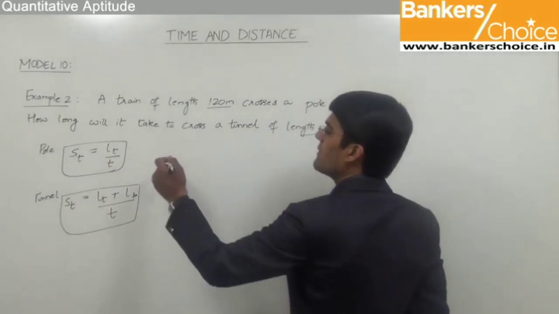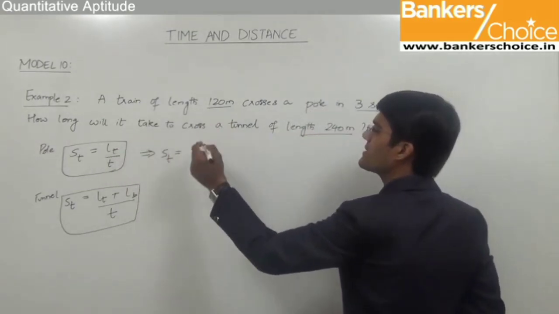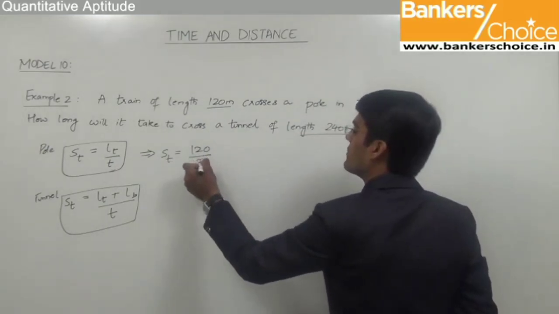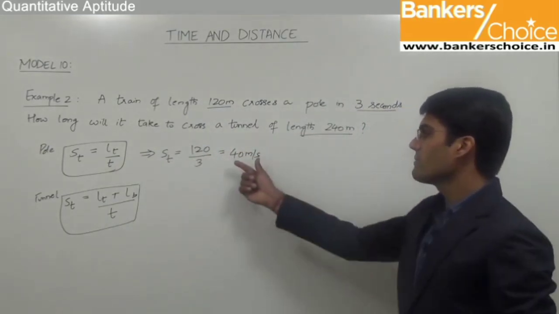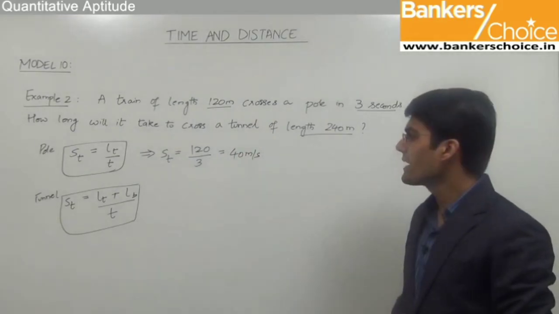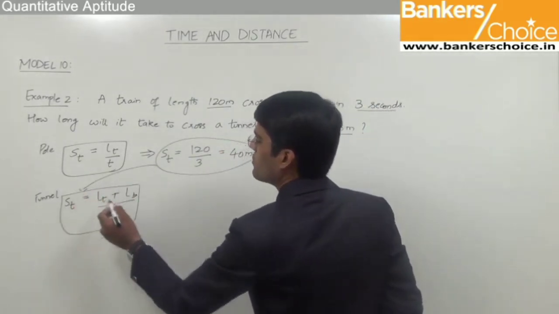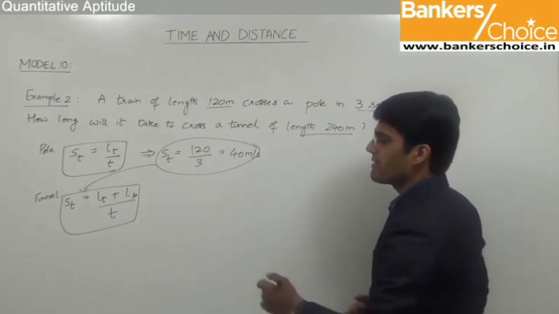So by substituting the given values, we can say that speed of the train will be equal to the length of the train, 120 meters, and the time taken is 3 seconds to cross a pole. So this gives us the answer as 40 meters per second. So the speed of the train is 40 meters per second. Now by taking this speed of 40 meters per second in equation 2, we can find out the time required to cross the tunnel. So let us now substitute the values.